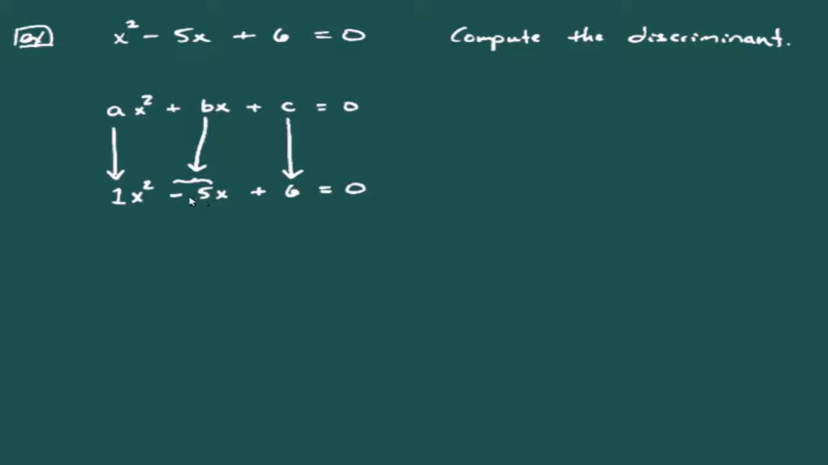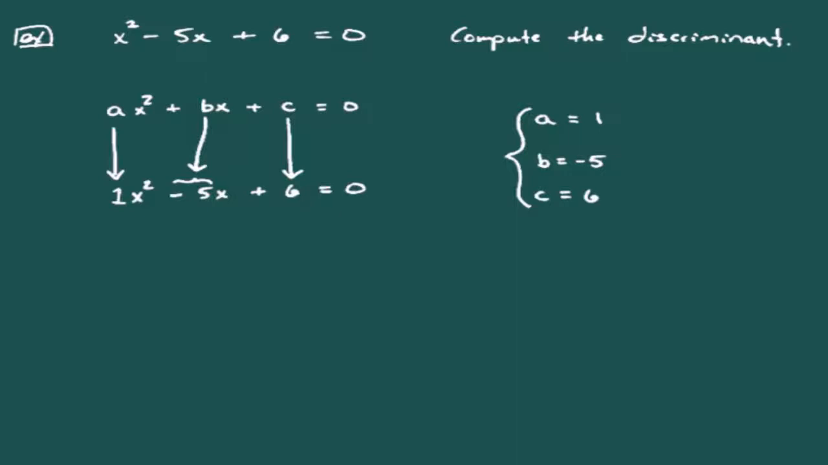B is going to be negative 5. Anytime we've got a subtraction sign in there, that means we've got a negative coefficient. So our b is not 5, our b is negative 5 in that case. And for c, c is just the number on the end that doesn't have any x on it. So in this particular case, c is 6. So we've got the numbers a is 1, b is negative 5, and c is 6.